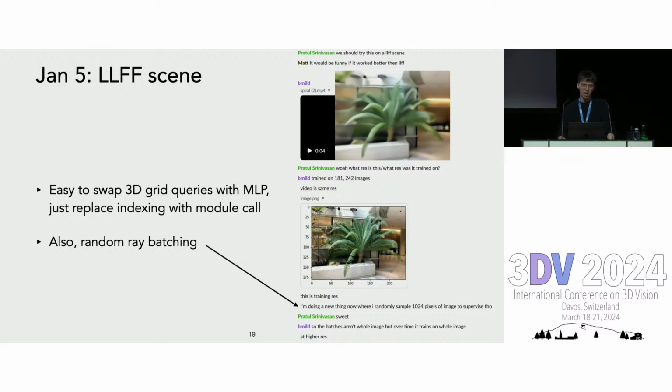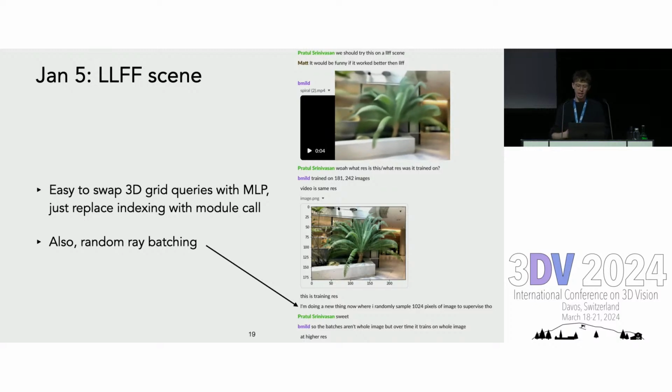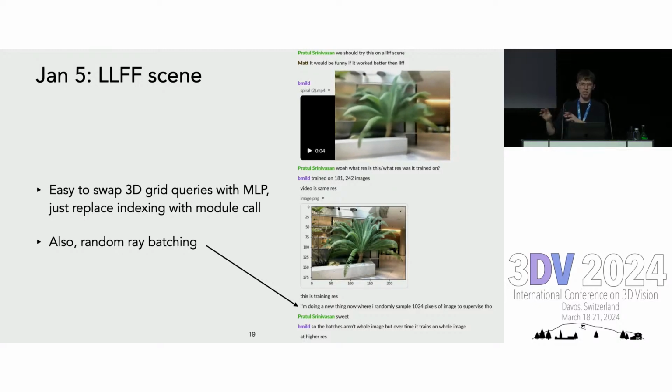I also noticed that as soon as we started working in this MLP formulation, a lot of the natural consequences that ended up in NeRF follow very immediately from that, right? Like the random ray batching idea immediately emerges, as opposed to outputting a grid directly from a CNN where you can't really easily output sparse individual pixels.